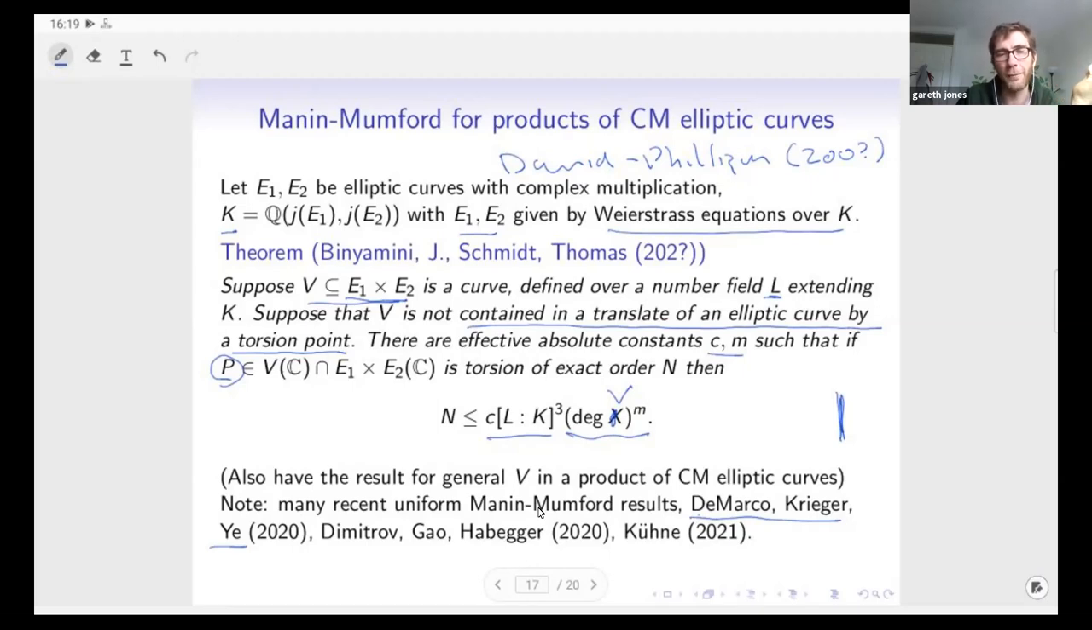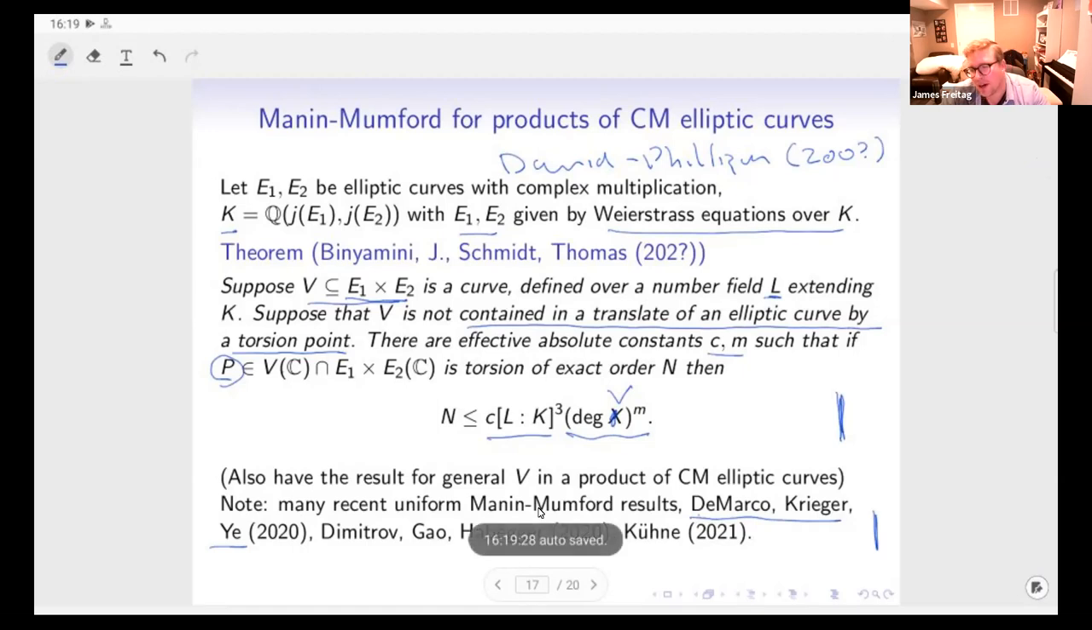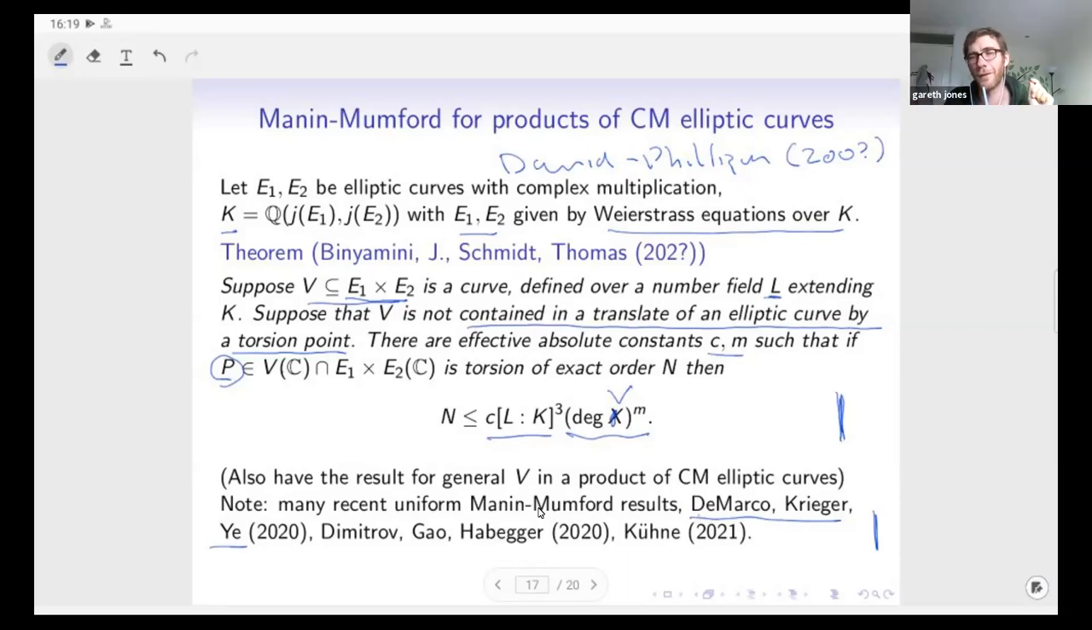And you can't do that. I mean, if you bound the order, it has to depend on the degree of L. Yeah, okay. But in these results, they bound the number, and then you can get much, much more uniformity. I see. But for instance, in that result of DeMarco, Krieger, Ye, a special case of their result is where you just take the curve to be basically the two coordinates are equal. So the point is like— Yeah, so in their result, the two elliptic curves are not isogenous.